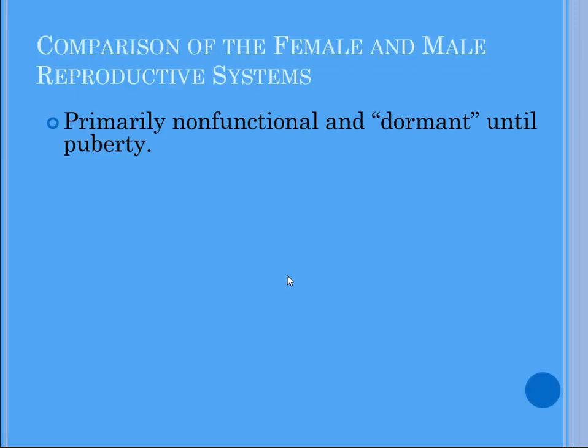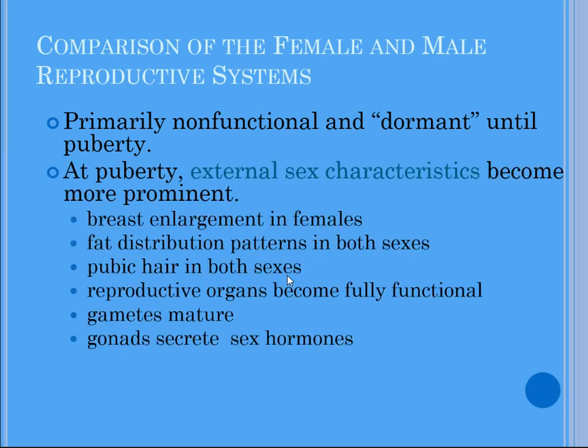Okay, so to begin with, each reproductive system is dormant until it becomes active during puberty. And at puberty, you start to get the external sex characteristics. Remember, we had the primary sex characteristics, which were the gonads and the testes. Now we're going to get our external sex characteristics. That's going to be breast enlargement for females. Fat distribution is going to occur in both sexes, but in different places. And so you're going to see that the shape of each of those bodies will change.